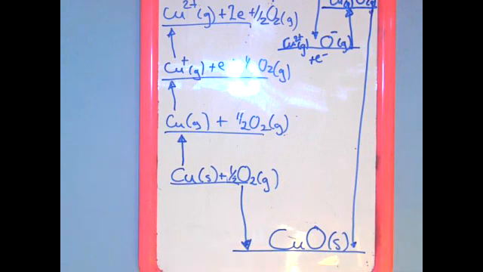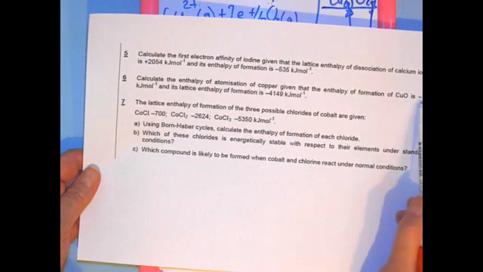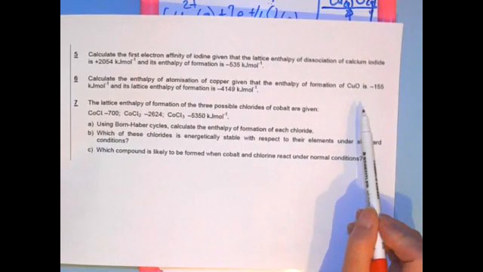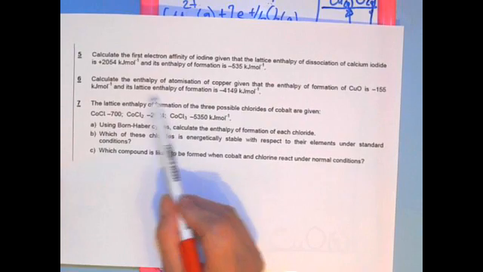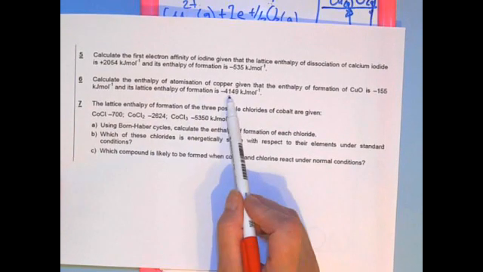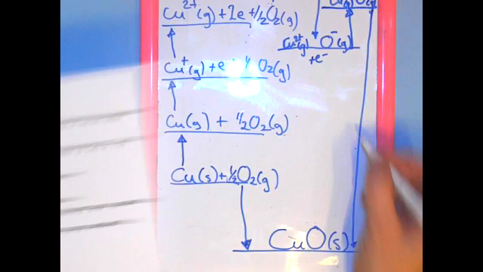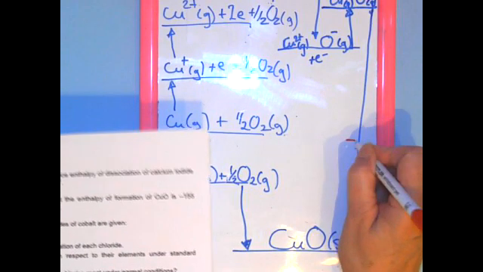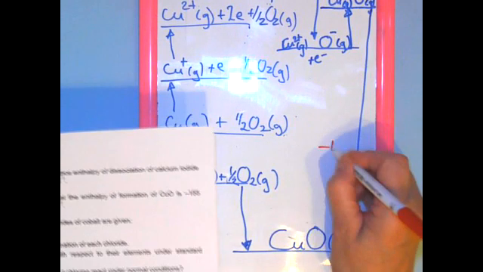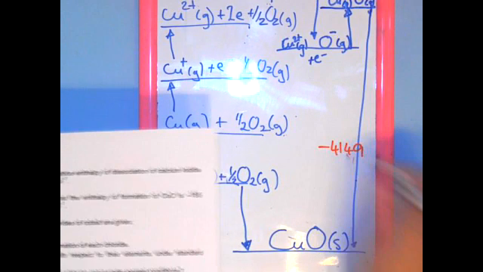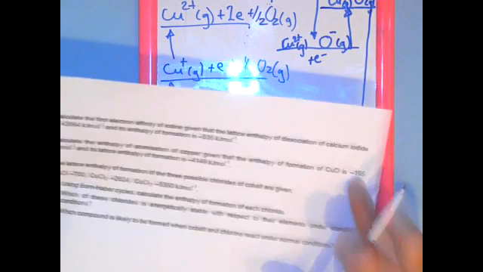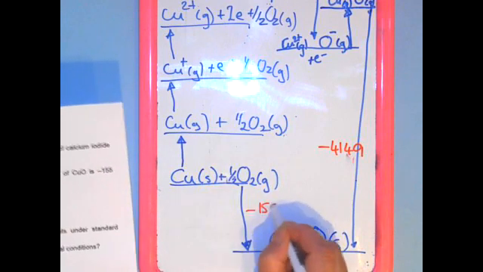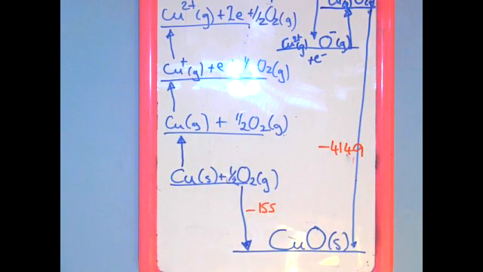Right, let's put some values on these now. So we've done the cycle. Let's see what we've got in our paper. So we've been given the enthalpy of formation as minus 155, and we've been given the lattice formation enthalpy as minus 4149. So let's put that on. Minus 4149. And minus 155. Okay, let's put everything else on now.